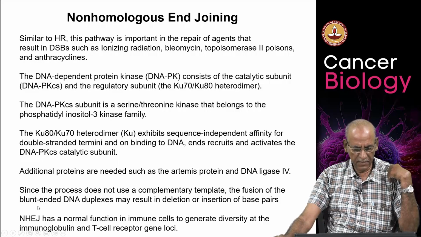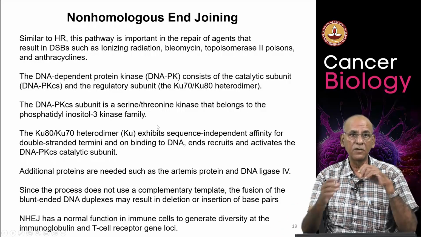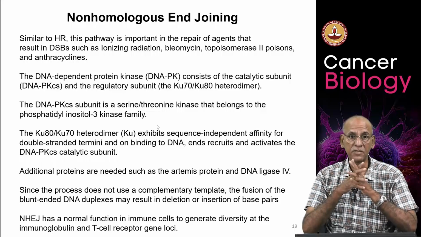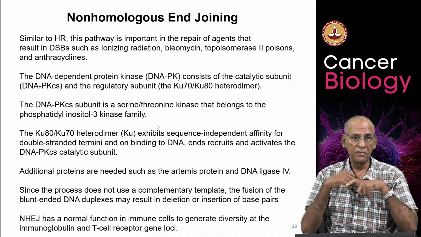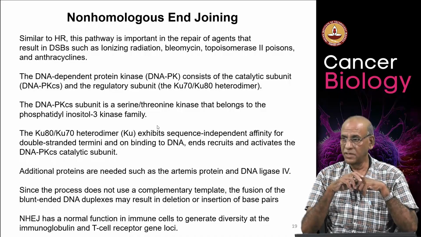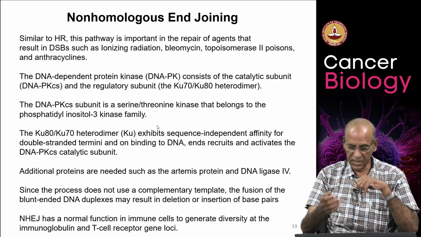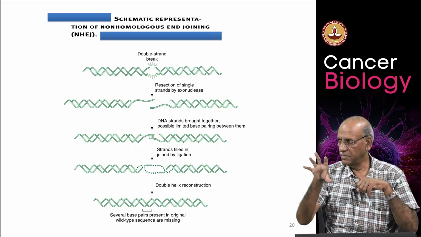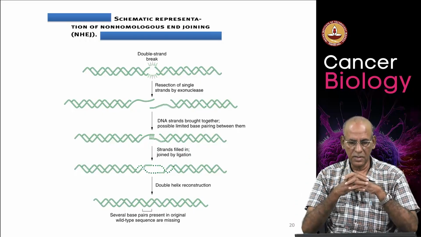Then what else is there? Yeah, the NHEJ, those who are familiar with immunology will know, has a normal function in immune cells to generate the diversity, immune cell diversity at the immunoglobulin and T cell receptor gene loci. This method is used. It is not that it is restricted only to DNA repair, just understand that also.